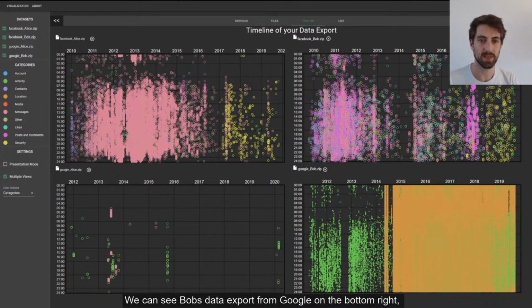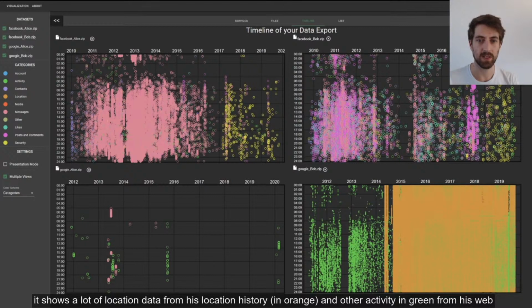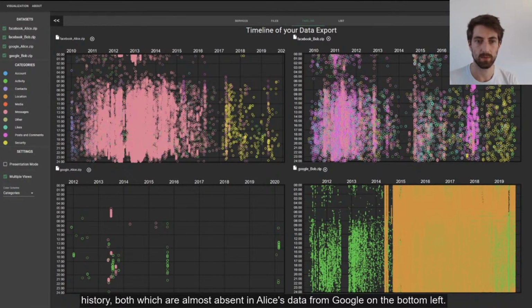We can see Bob's data export from Google on the bottom right. It shows a lot of location data from his location history in orange, and other activity in green from his web history, both of which are almost absent in Alice's data from Google on the bottom left.